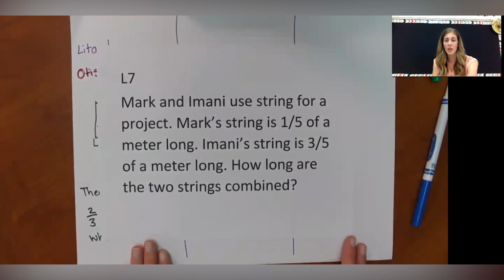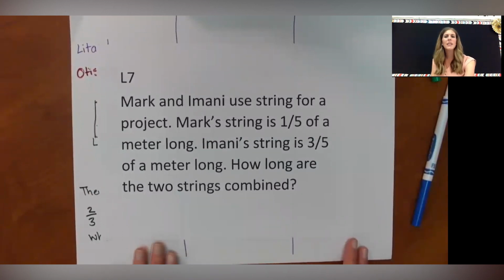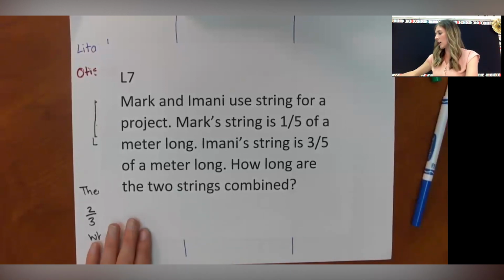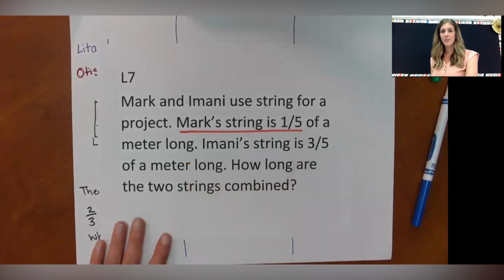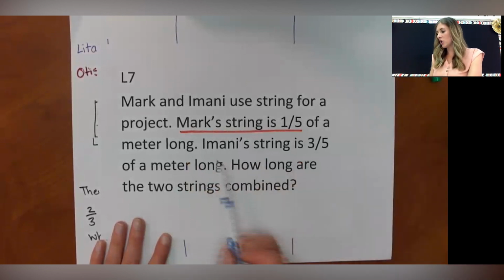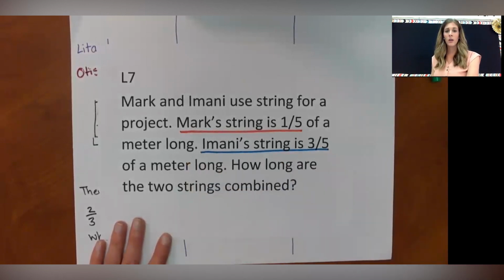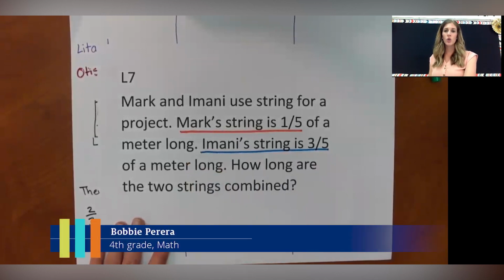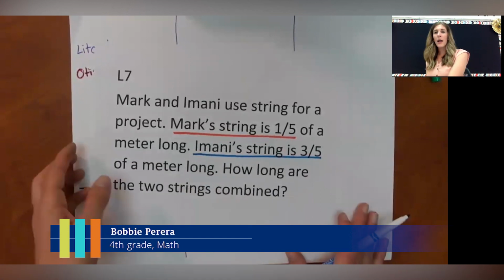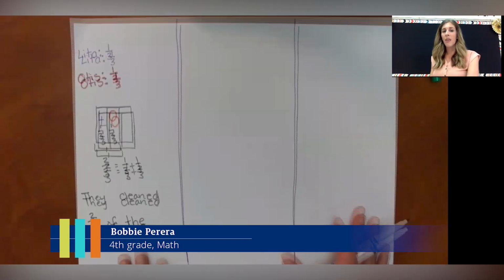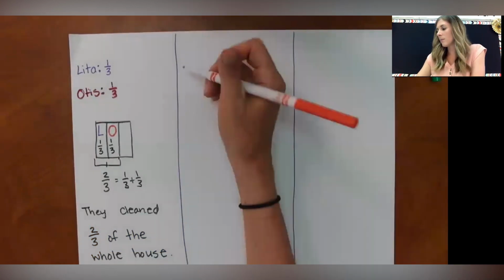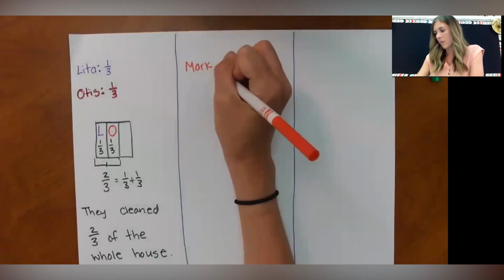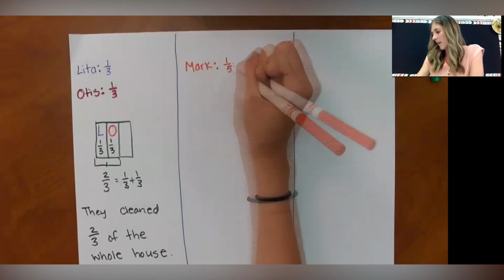So a meter is a unit of measurement in the metric system, kind of like a yardstick. So can you picture that in your head? Mark's string is 1/5 of a meter long. Amani's string is 3/5 of a meter long. How long are the two strings combined? So let's pull out our information that we need to solve, and then I want you to find the solution. So Mark used 1/5 of a meter of string.